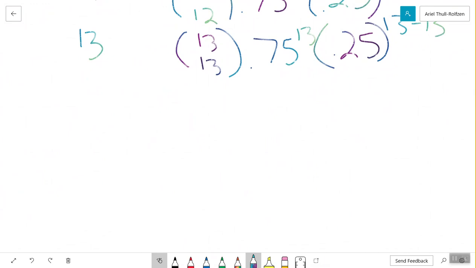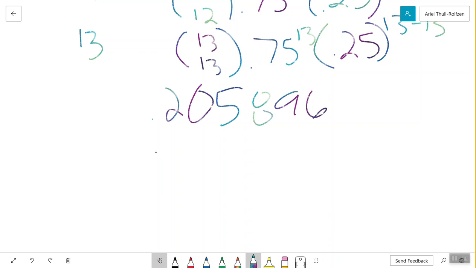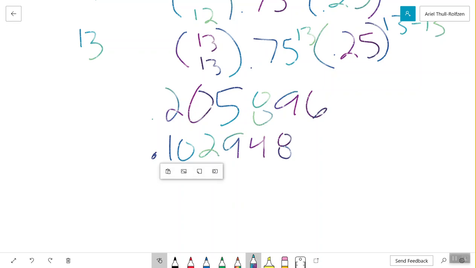So for the probability of having 11, what we got was 0.205896. For 12, we got 0.102948. And for 13, we got 0.0237573.